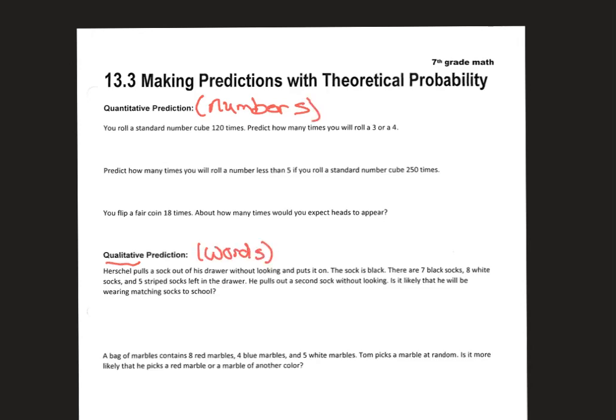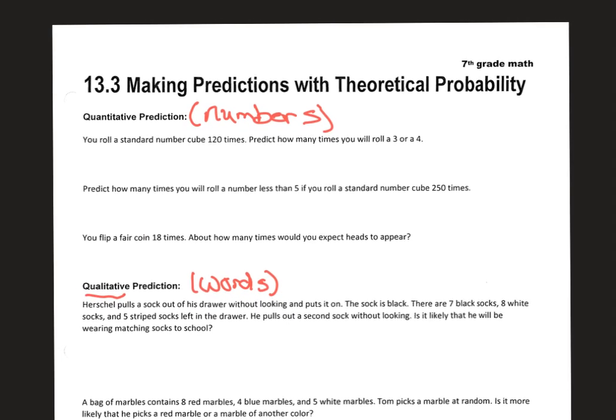Okay, so the first one says, you roll a standard number cube 120 times. Predict how many times you will roll a 3 or a 4. So first of all, we want to think about what is the theoretical probability of rolling a 3 or a 4. So our favorable outcomes are 2 out of our total outcomes of 6. Remember, you always do favorable out of total. Now we can simplify that to 1/3 if we want to also.